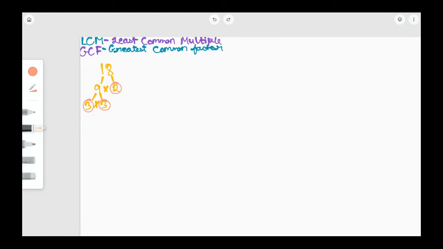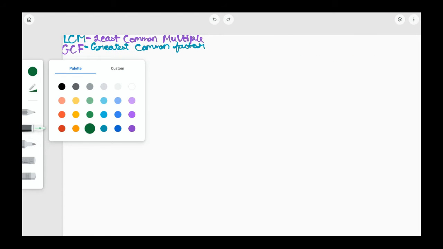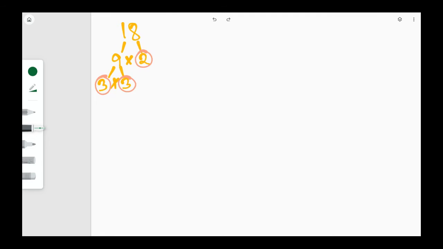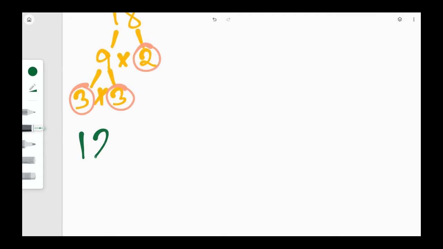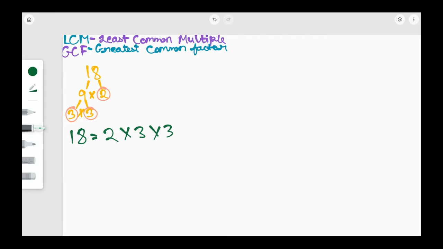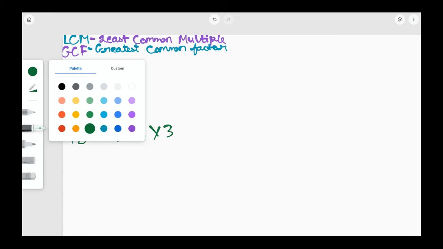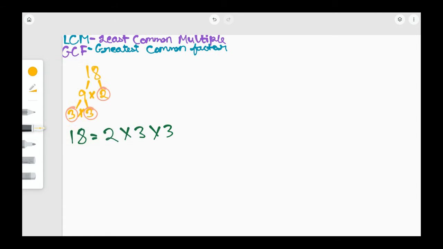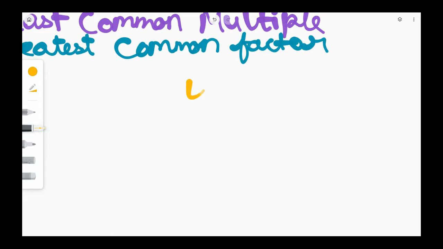I'm going to be writing a sentence at the bottom. 18 equals 2 times 3 times 3. This is very important to write, okay? So you would want to do this. My other number was 45. Let's get back to 45. What times what equals 45? 9 and 5. I'm going to be writing 9 and 5.